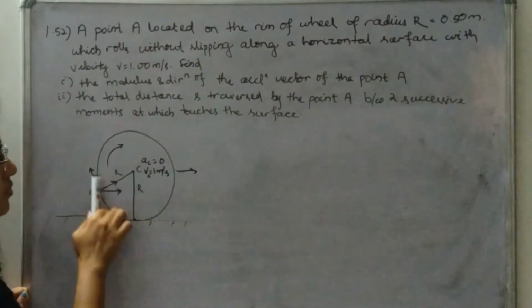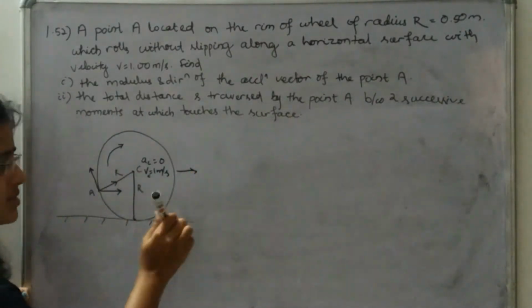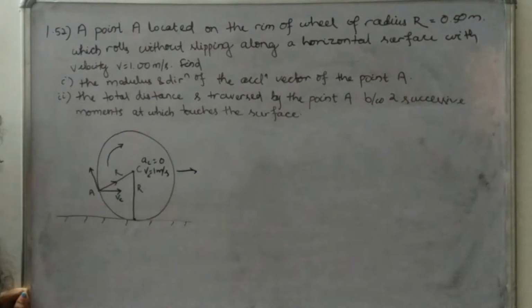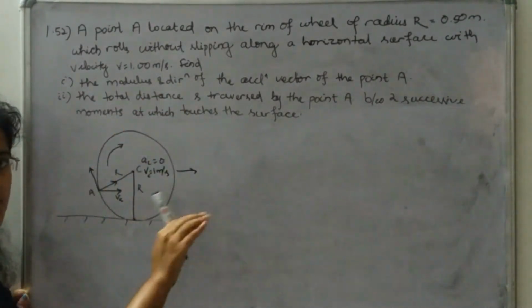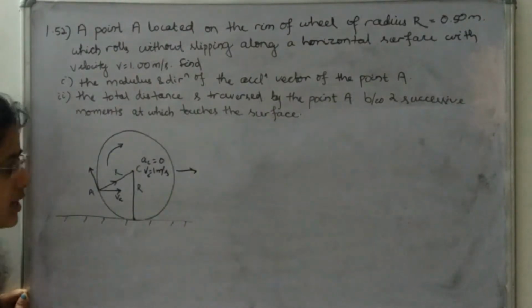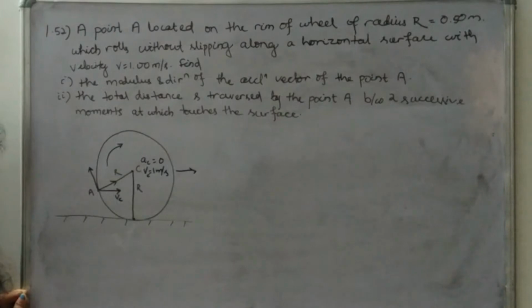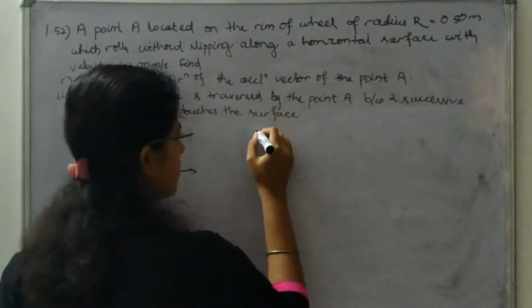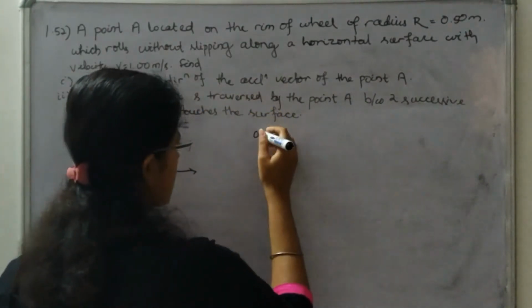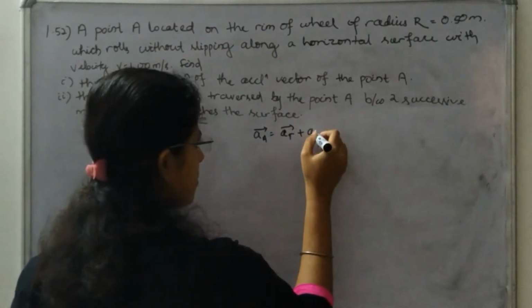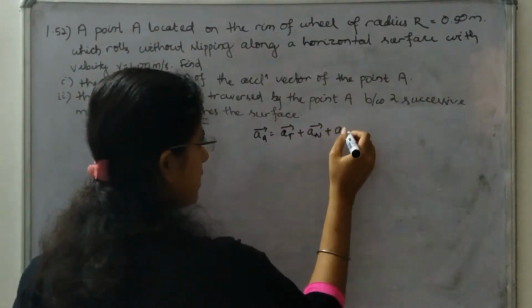Because this wheel is moving in the horizontal direction, this point A is also moving in this direction with a velocity of 1 meter per second. It is rolling as well as moving. So the velocity is constant, which means the acceleration of this point along that direction is 0. So the first question is we have to calculate the acceleration vector, in the tangential direction and the normal direction.